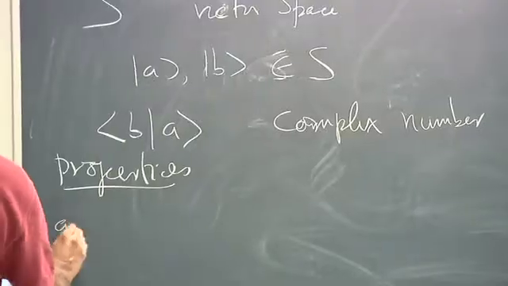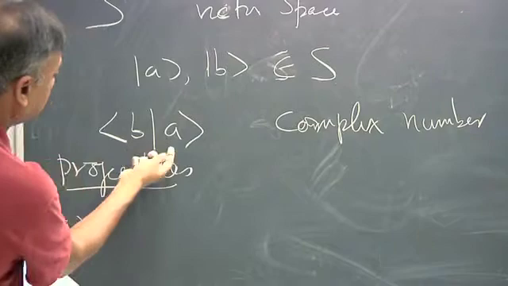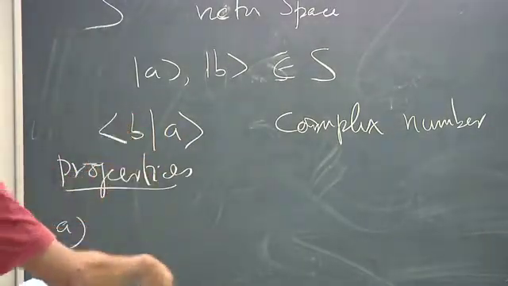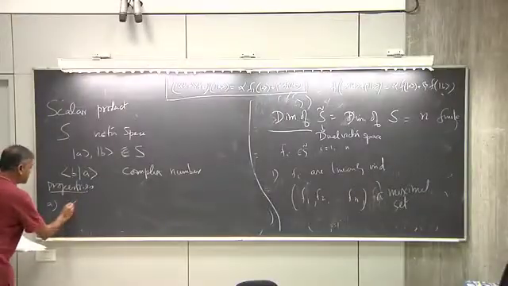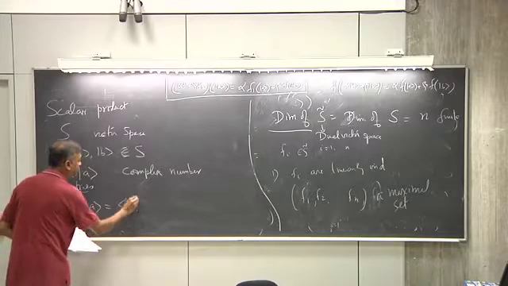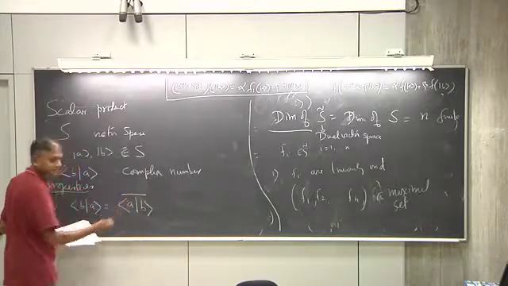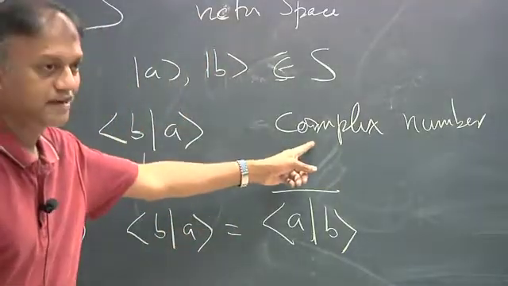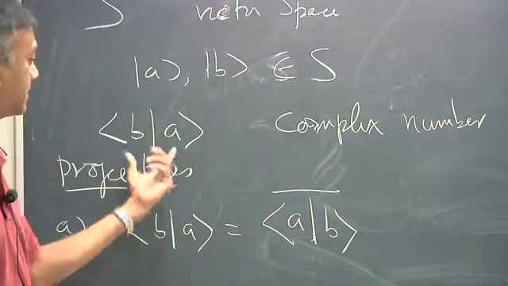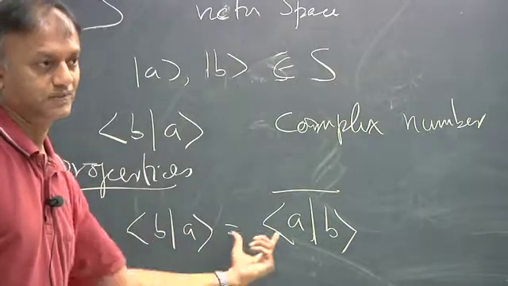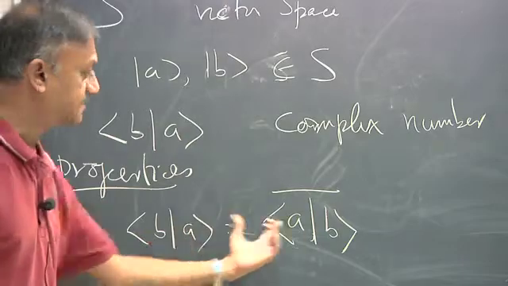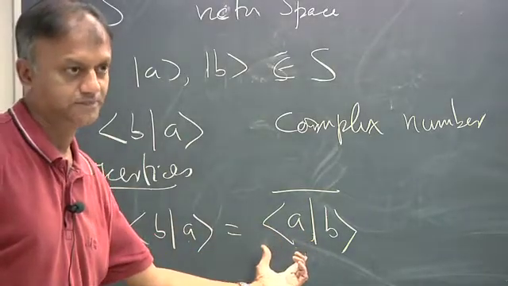First thing is, BA is not the same as AB. But the relation between the two is this: BA is equal to AB complex conjugate. This is in general a complex number. For the real vector space, it will not be different, since the numbers are real, so both will be the same. But in the complex case, this and that are complex conjugates of each other.